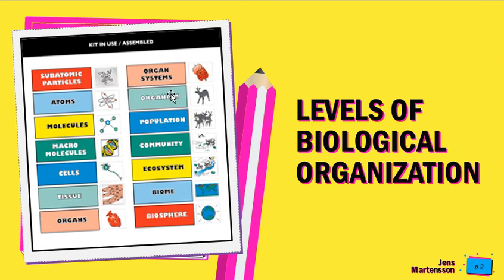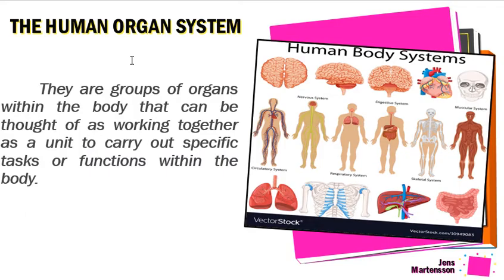So diri ra ta mag-stop daan, because we will be discussing the human organ system, specifically the respiratory system. Now, let us define again or describe first the human organ system. Accordingly, again, they are groups of organs within the body that can be thought of as working together as a unit to carry out specific tasks or functions within the body. So, from the word itself, groups of organs, and they are working together.